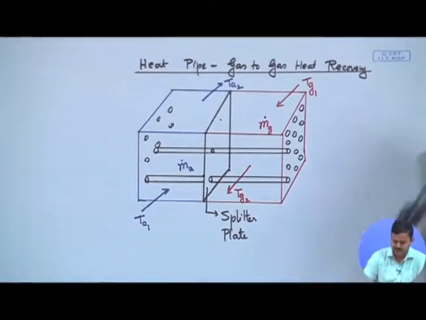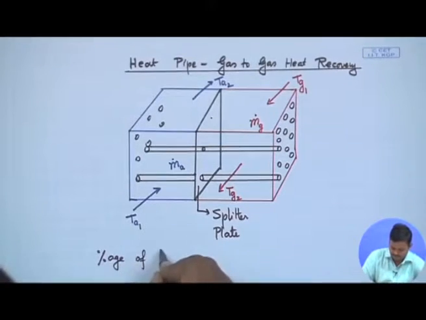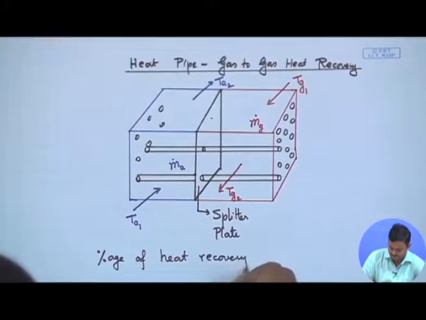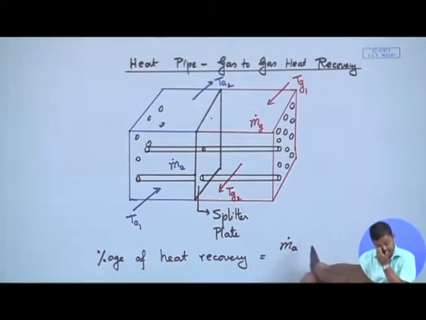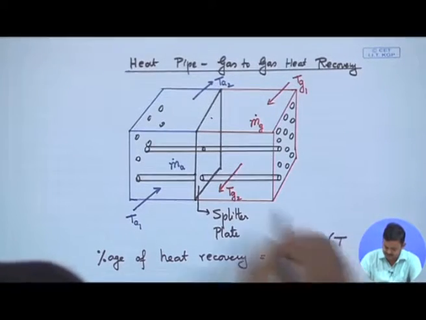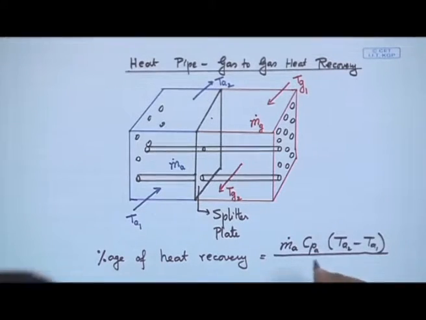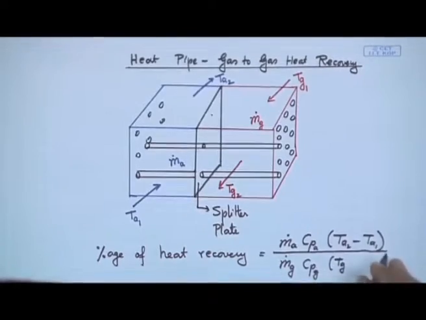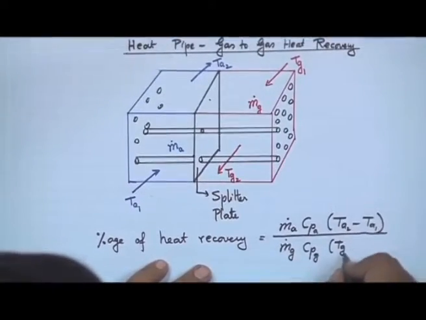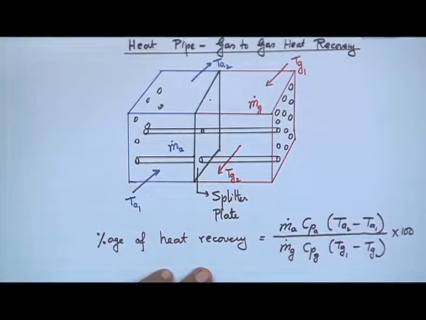So, therefore, if I have to write an expression for percentage of heat recovery, I will write it as the heat that I have been able to recover, which will be m dot a times the specific heat of air in this case times Ta2 minus Ta1, divided by what was available, m dot g Cpg times Tg1 minus Tg2, times 100. Okay. So, this is what we normally define as percentage of heat recovery or percent heat recovery.